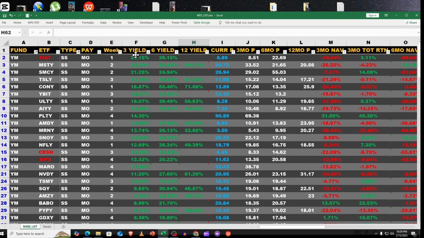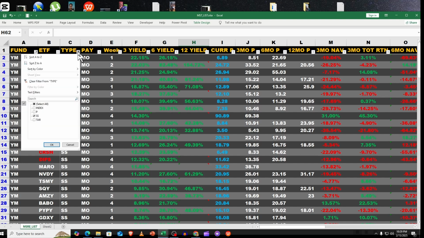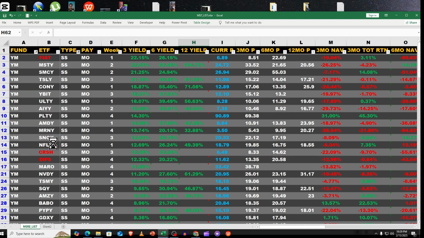And I broke it into multiple categories. So we've got to have a family fund. We've got to have an ETF. What type is it? Is it a single stock? Is it a portfolio? Is it targeted income? You can see some of the types, right? So I have an index, a portfolio, a single stock, or a targeted. All right. So in this case, I've just done YieldMax since they have so many.